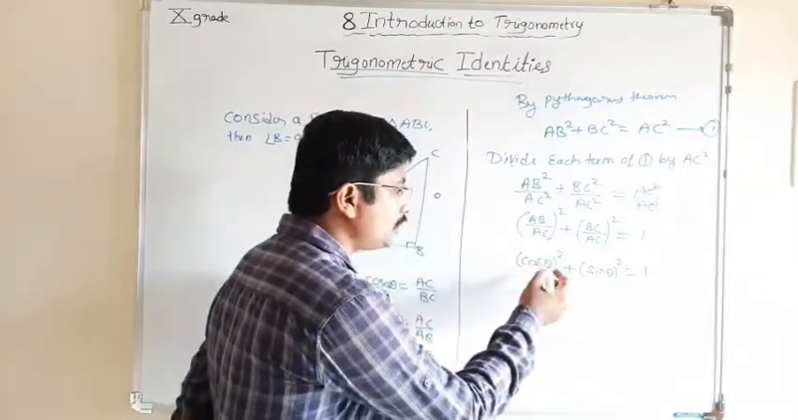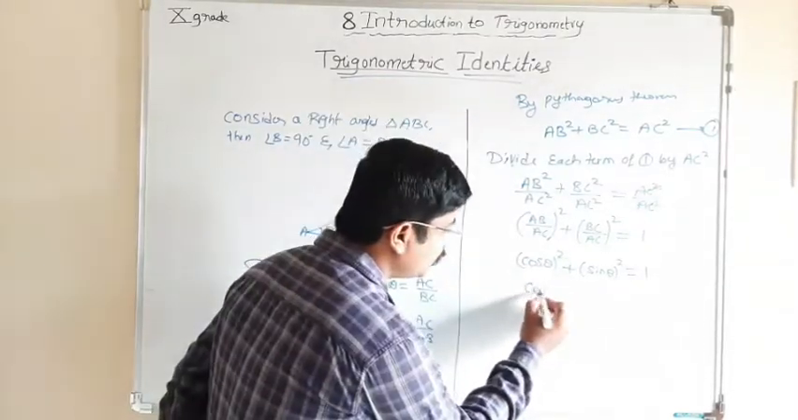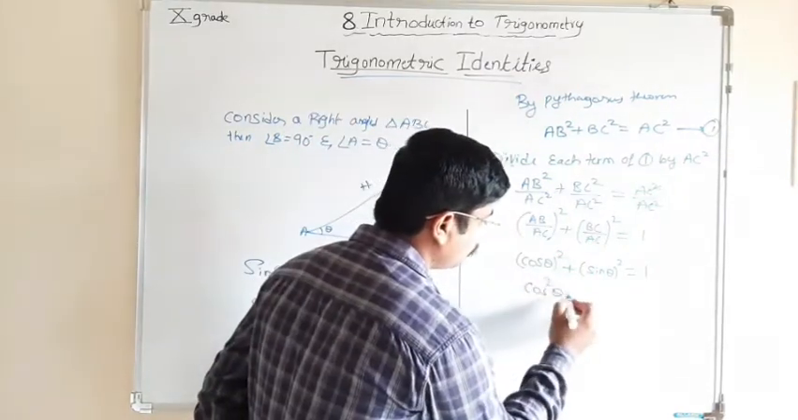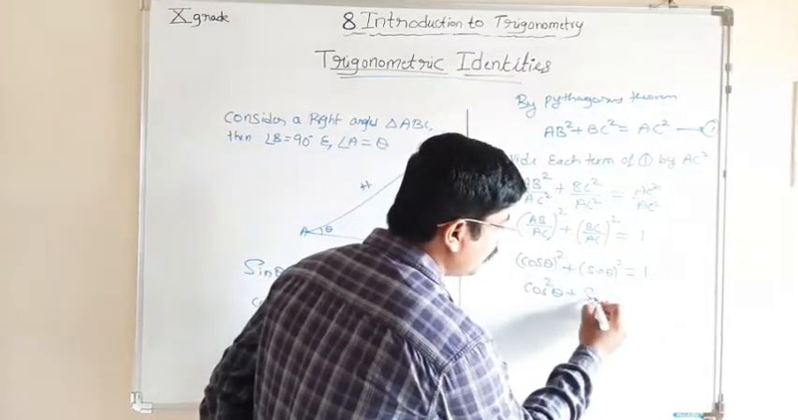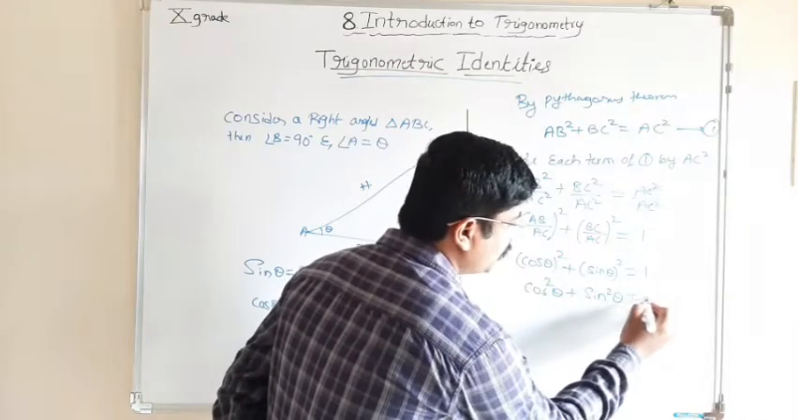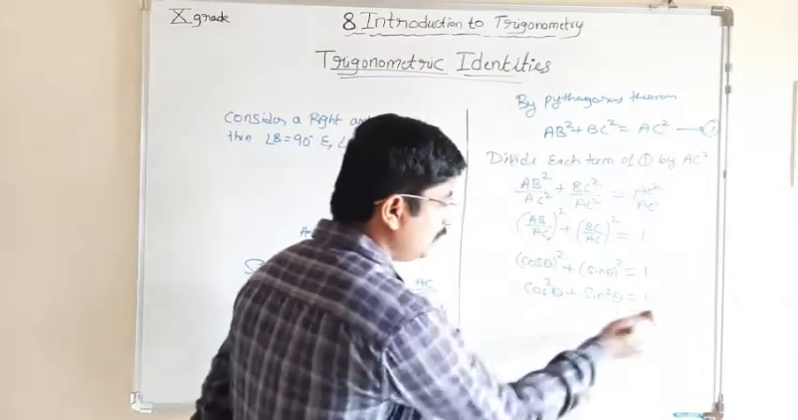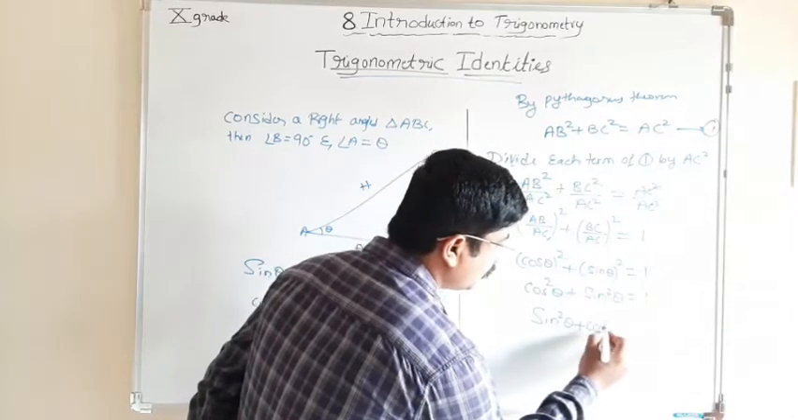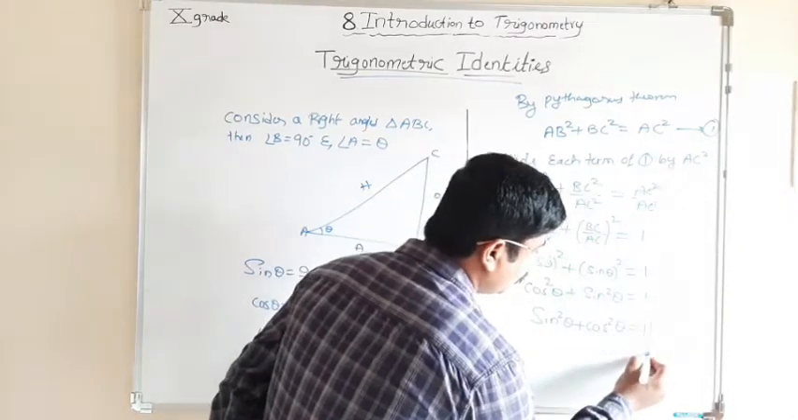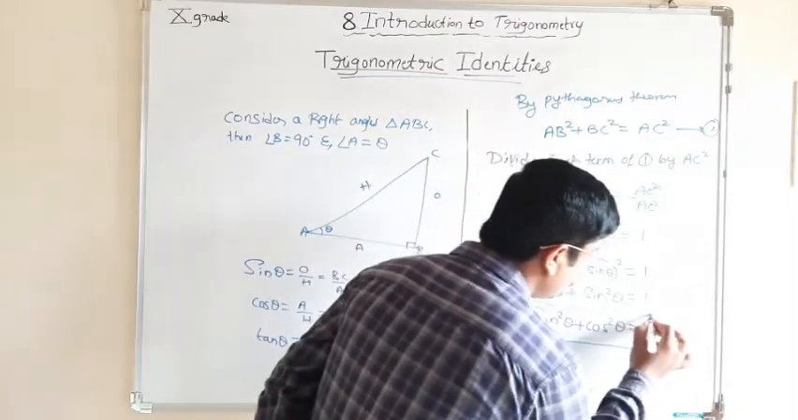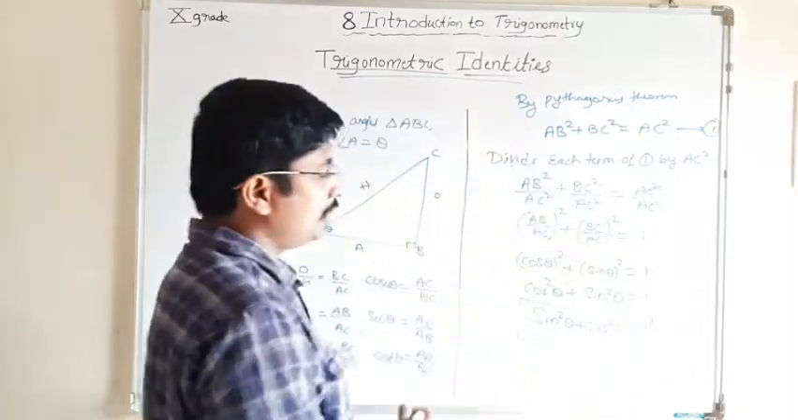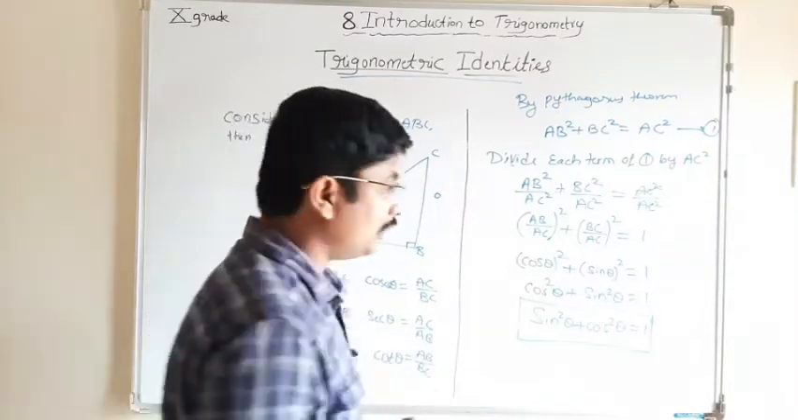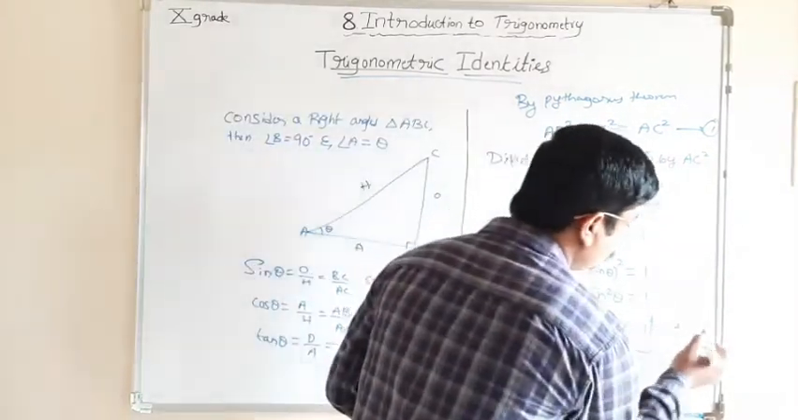Okay, now (cos theta) whole square may be written as cos square theta, plus (sin theta) whole square may be written as sin square theta, which is equals to 1. Again, this may be written as sin square theta plus cos square theta is equals to 1. This is the first trigonometric identity, that is sin square theta plus cos square theta is equals to 1. Call it as 2.